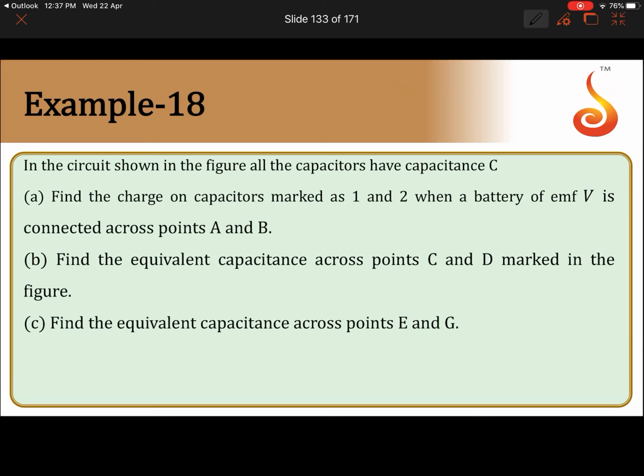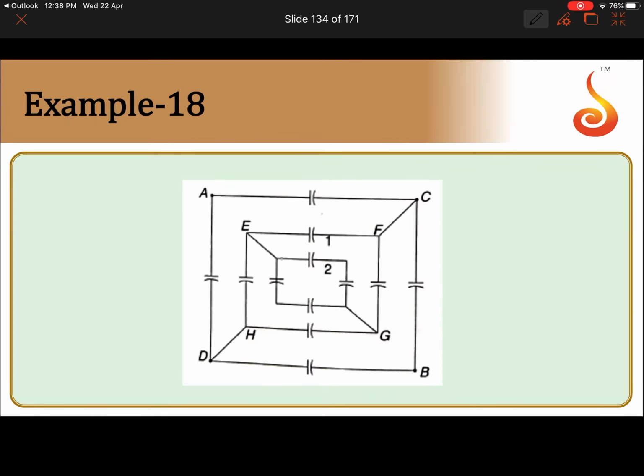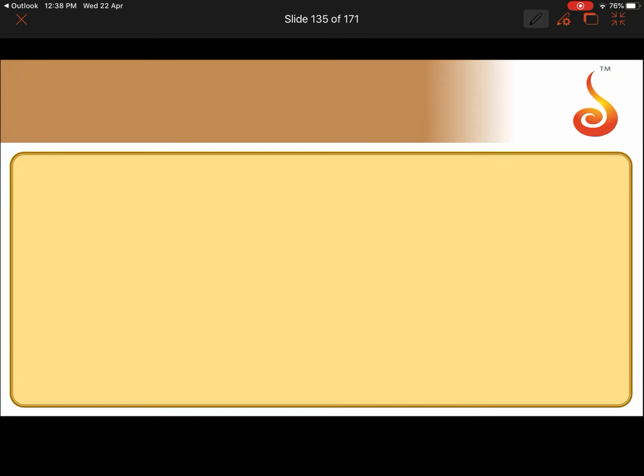Question is, in the circuit shown in the figure, all the capacitors have capacitance C. Find the charge on capacitors marked 1 and 2 when the battery of EMF V is connected across A and B. Find the equivalent capacitance across C and D marked in the figure. Find the equivalent capacitance between F and G. So there are 3 parts in the question. You can carefully see that a lot of Wheatstone bridges are there.